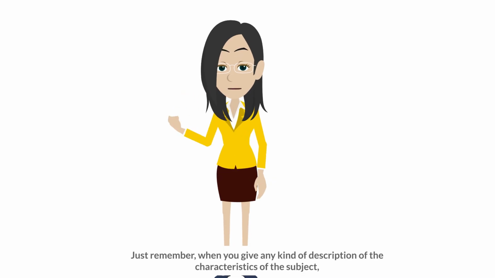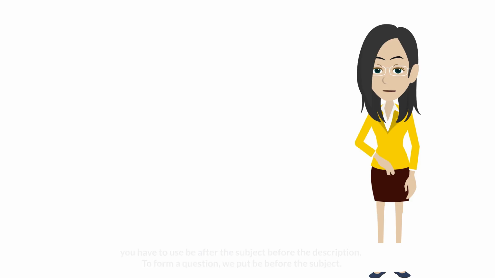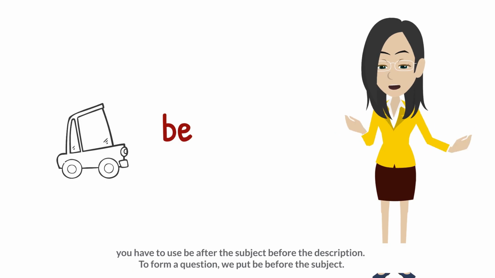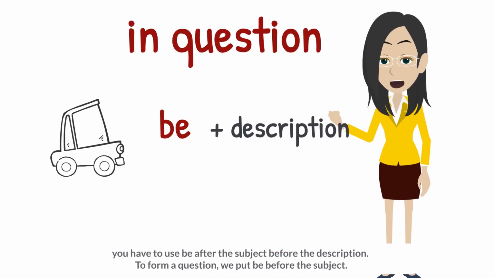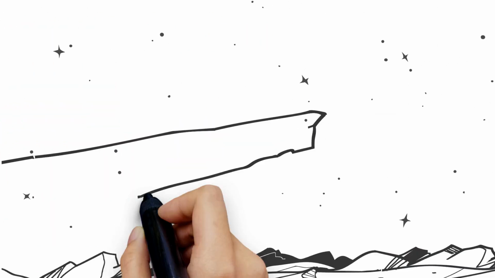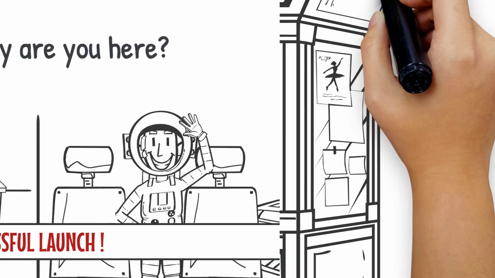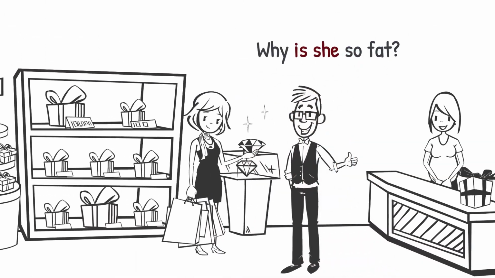Just remember, when you give any kind of description of the characteristics of the subject, you have to use be after the subject, before the description. To form a question, we put be before the subject. For example, where am I? Why are you here? When is this performance? Why is she so fat?